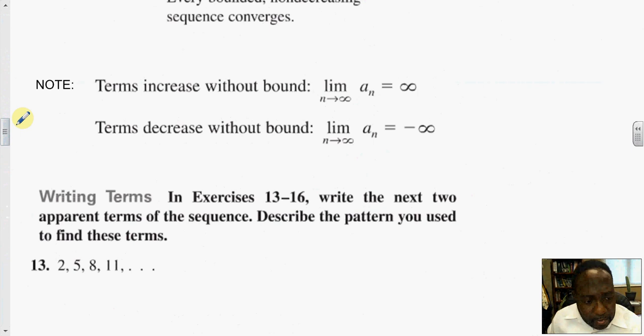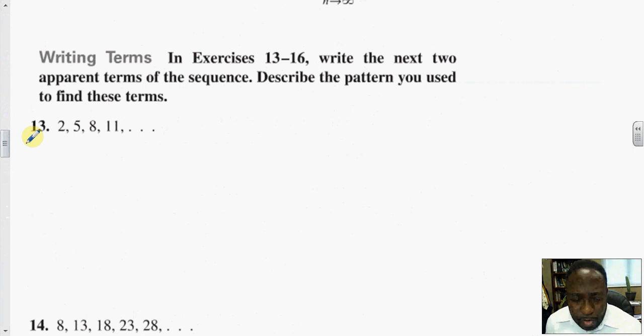Well, let's look at some terms here in terms of writing some of these sequence values and trying to find the so-called pattern. Write the next two apparent terms of the sequence. Describe the pattern you use to find these terms. Well, I'm just going to give you the general formula, and that's what we always need. Sometimes you can do this, that if you notice that between the differences of the terms, it's the same number, then you can form the formula for the sequence in a very easy way. Now, if these term differences are different, then we have to use another method, my method. But here, we'll use this method here.